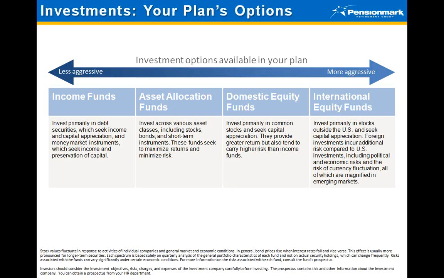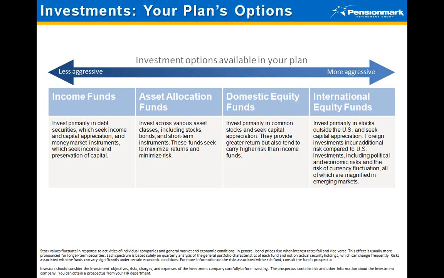And then next on the scale, your plan most likely will have some kind of asset allocation funds, whether they're target date funds or just a blended type fund that would include the different asset classes. What that type of fund does is it seeks to maximize your returns and minimize your risk. And again, next month when I discuss asset allocation and diversification in more detail, we'll get into that topic.